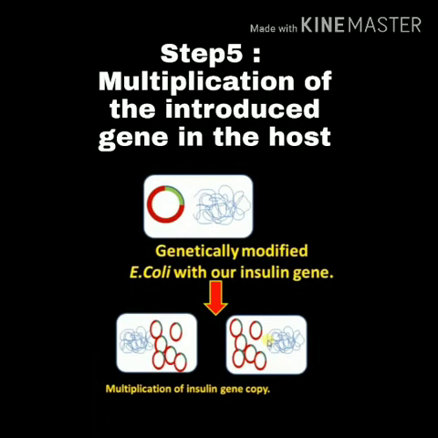Now our final step is multiplication of the introduced gene in the host. As we know, we need to make many copies of the gene fragment. So we have the genetically modified insulin gene and the plasmids, which replicate themselves inside the host, and thousands of copies of that particular gene will be made by the bacteria. After reproduction, bacteria will divide and increase in number. Now we have our gene of interest in many copies.